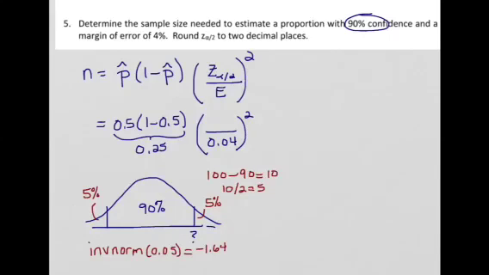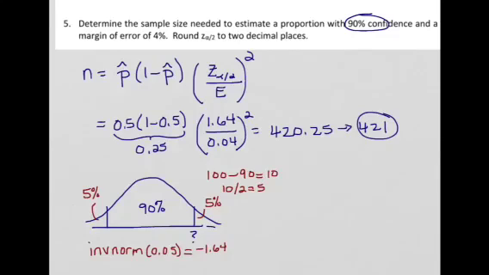It doesn't matter whether you use negative or positive, really, because we're going to square that value anyhow. So we have 1.64 here. I'm not going to bother to put in the negative. And when I put that all into the calculator, I get 420.25. And because we have to always round up or go up to the next whole number, then we're going to say our answer is 421.